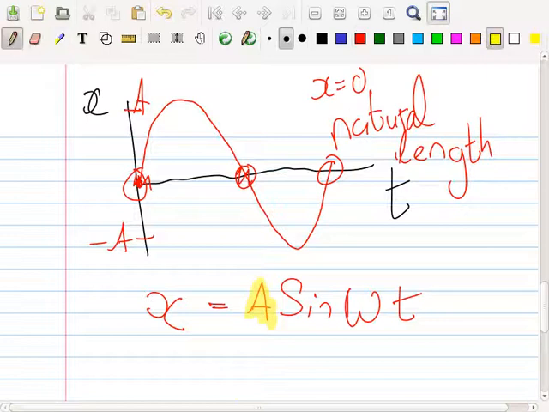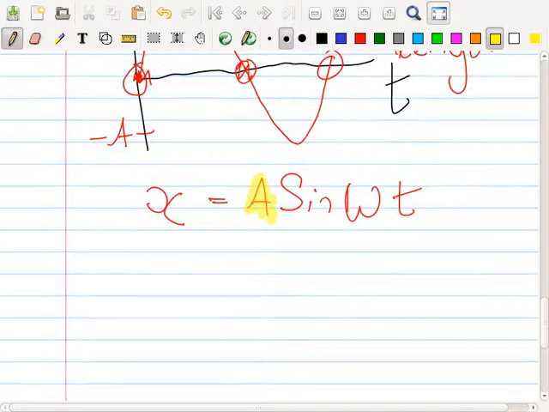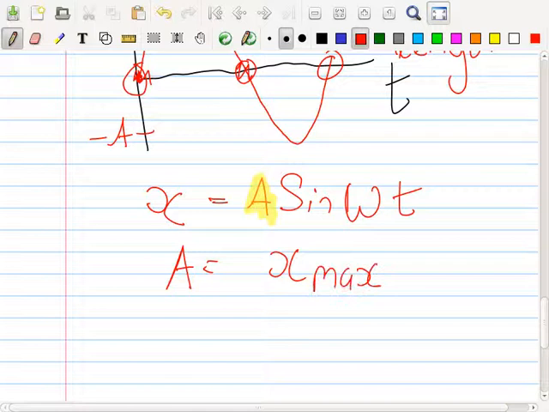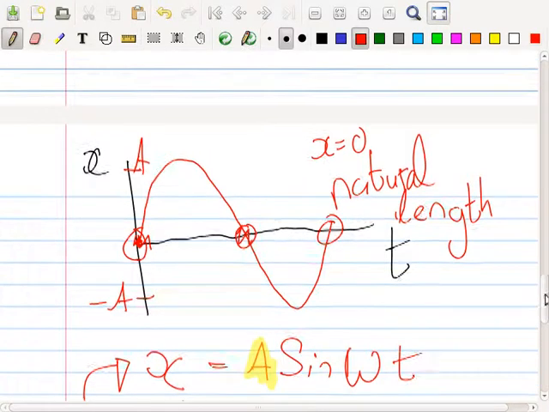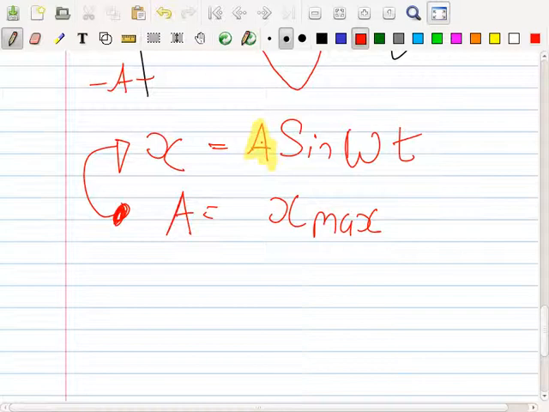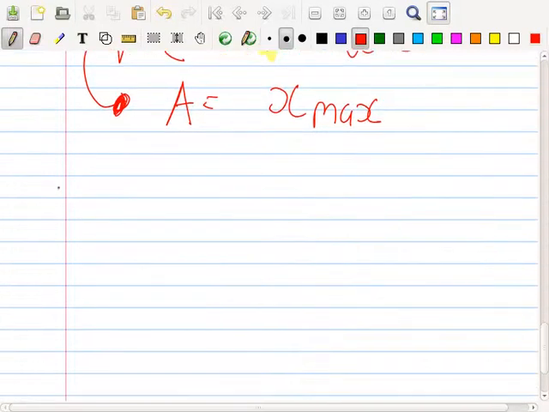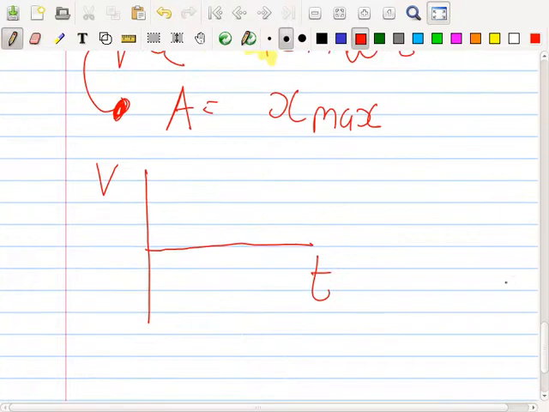So I'm saying A equals the maximum value of x. And I think x should be like this, A sine omega t, because remember in maths class, sine goes up, down, and up. So that's what I think the x should be. Now, if we look at the velocity graph, with this one here, it'd be like cosine. But we still have a maximum and a minimum.